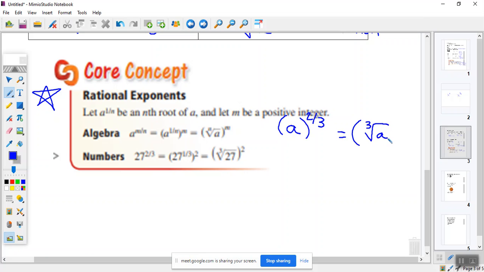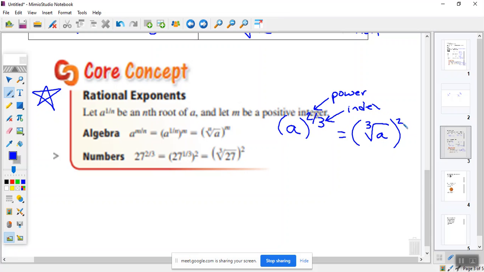We figure that out, and then take that to, the top is always going to be your power. So this top number will be your power, or exponent. This one here will be your index right here. So this is like the cube root of a all to what power, kids? All to the 2nd power. Okay, so as an example down here, 27 to the 2/3, kids.